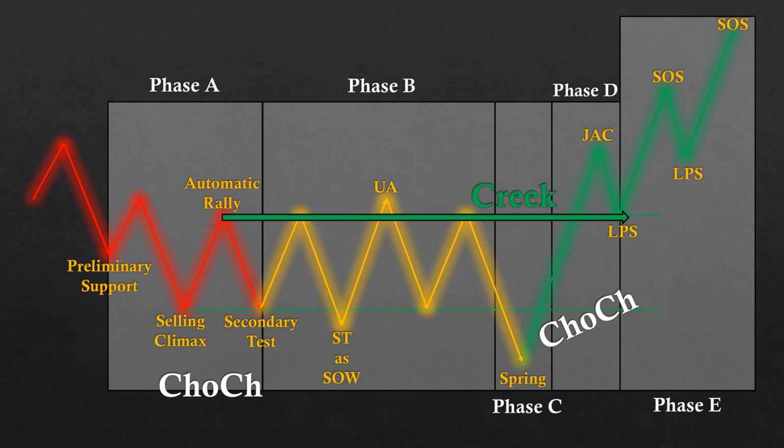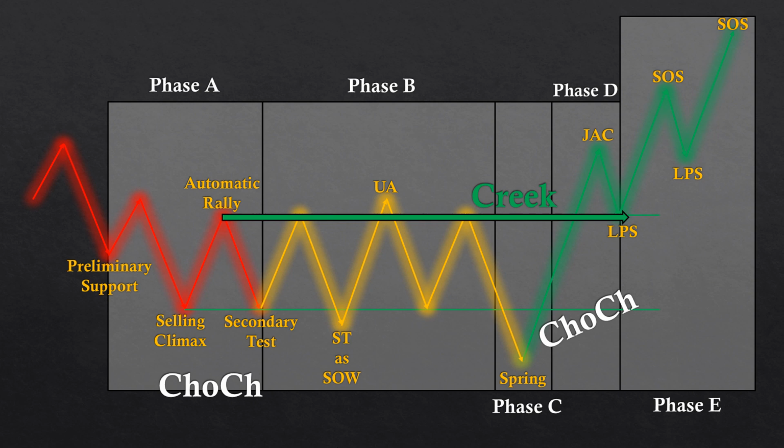Phase A will be composed by the preliminary support, the first attempt of the smart money to absorb supply, the selling climax, which is the climatic selling volume that ends the downtrend, the automatic rally, which is an upward price movement that is qualitatively different than the previous counter-trend moves, and shows a new interest in the opposite direction of the current trend, and the secondary test, which will test the degree of supply at the same price level of the selling climax. The secondary test closes phase A and opens phase B.